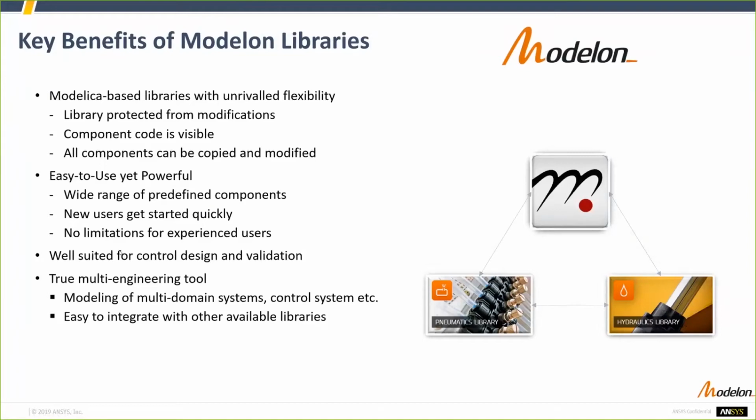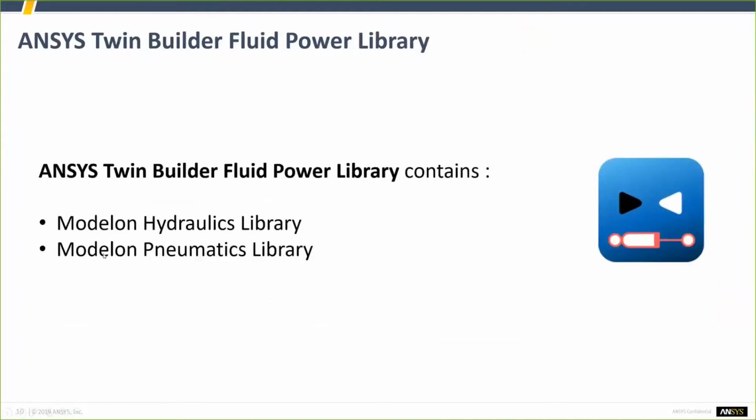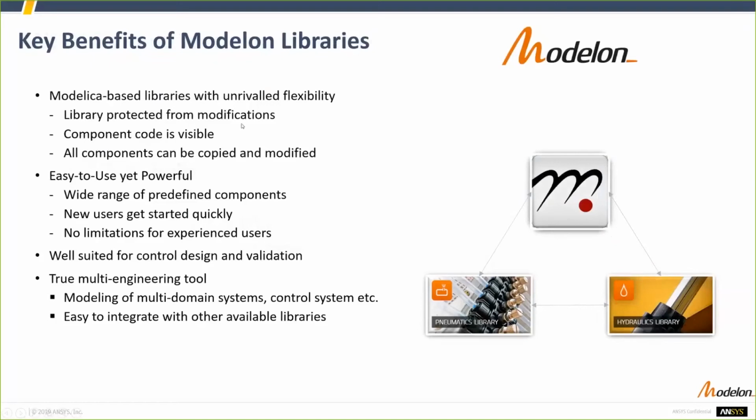So if I can get back to the library, just to the previous slide. The Ansys Twin Builder Fluid Power Library contains both Modelon Hydraulics Library and Modelon Pneumatics Library. We will first go to the key capabilities of our libraries in general in Modelon, and then we will discuss each hydraulics and pneumatics library separately.